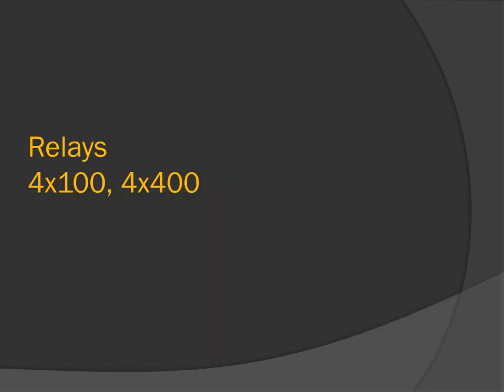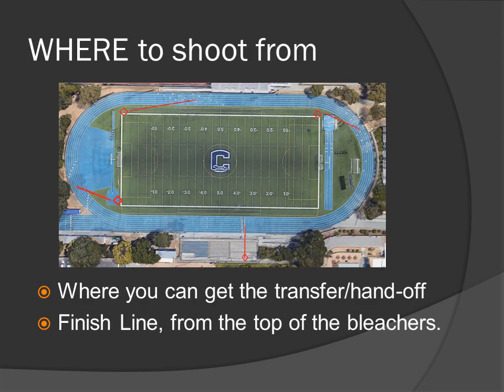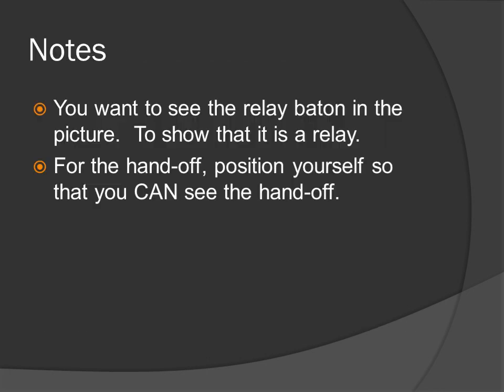Relays, 4x100, 4x400. Where to shoot from, where you can get the transfer and the finish line from the top of the bleachers. Notes, you want to see the relay baton in the picture to show that it is a relay. For the handoff, position yourself so that you can see the handoff. After all, that's one of the things about a relay. You want to see the transition from one person to the next.